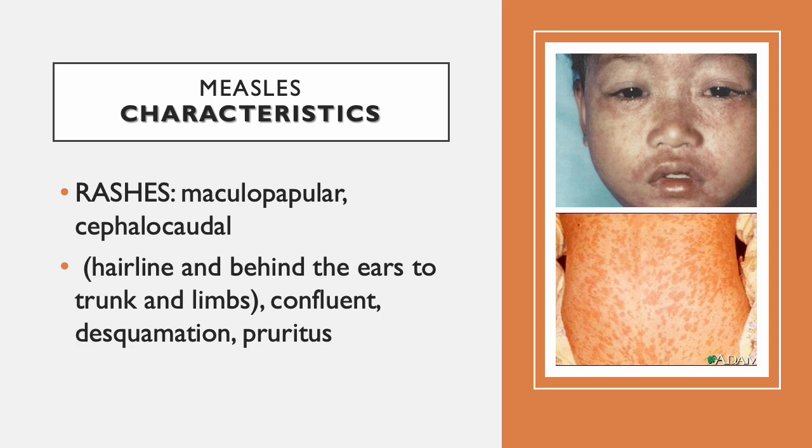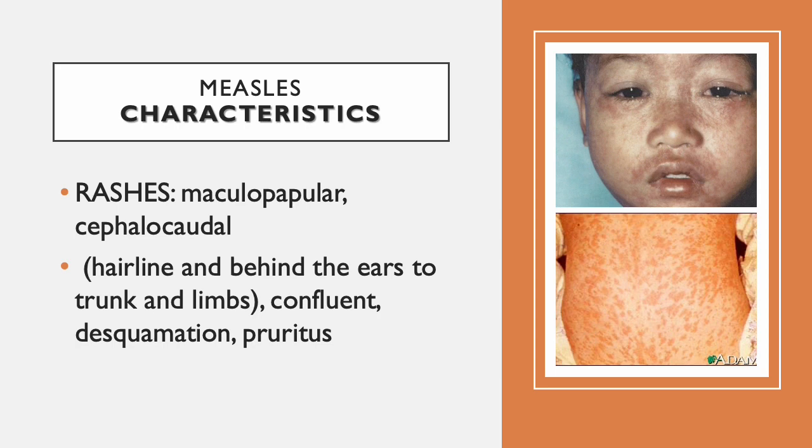And then it happens cephalocaudally. So it first starts at the hairline, behind the ears, then it goes down to the trunk, and then to the limbs. Then it may also be accompanied by being confluent. There can also be desquamation and of course pruritus. So it could be very itchy. Actually, that's one thing very difficult when it comes to measles. Yung itch brought about by these rashes.